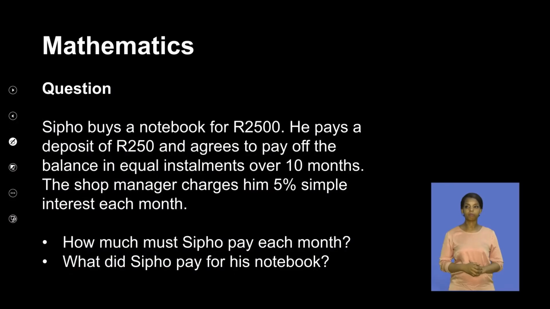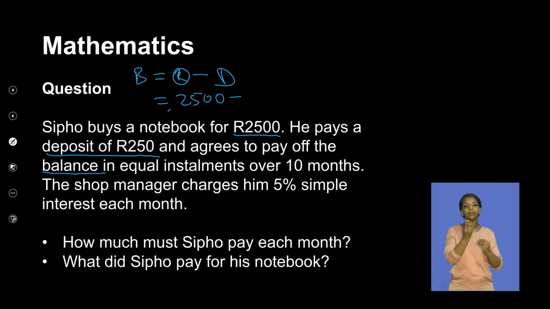Now, let's look at a specific question. Sipho buys a notebook for 2,500 rands, and then he pays a deposit of 250 and agrees to pay off the balance in equal installments. Now we first need to know what our balance is. So the balance in this instance will be the original price minus the deposit. Our original price was 2,500 minus the deposit, which was 250, and that will give us 2,250.